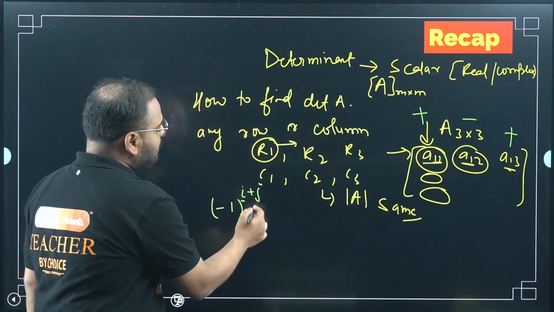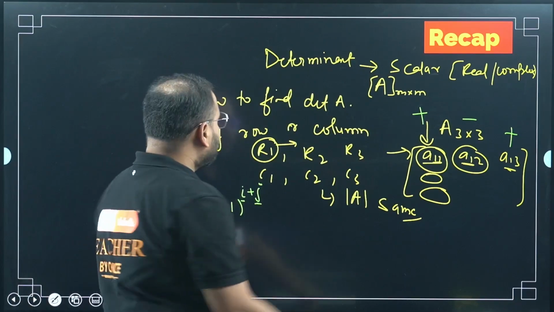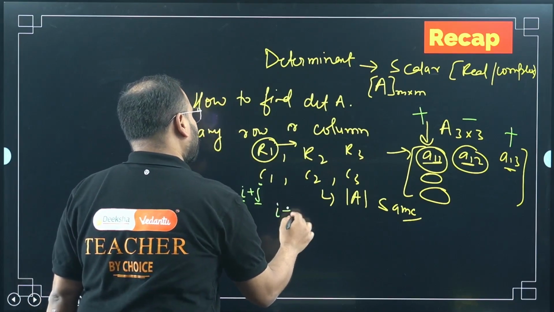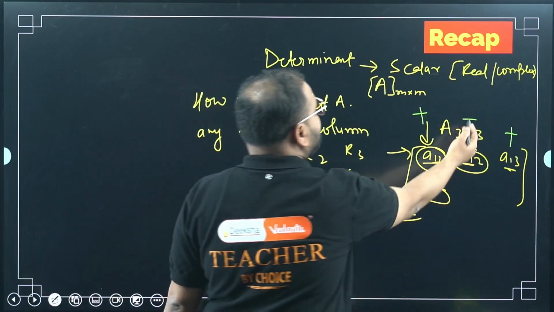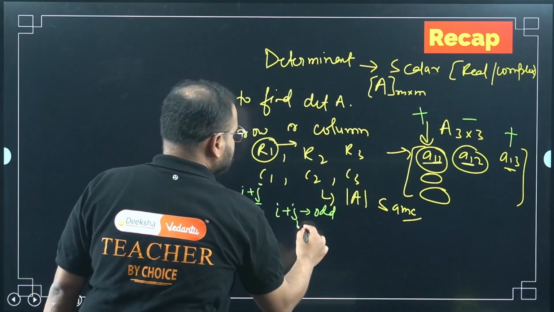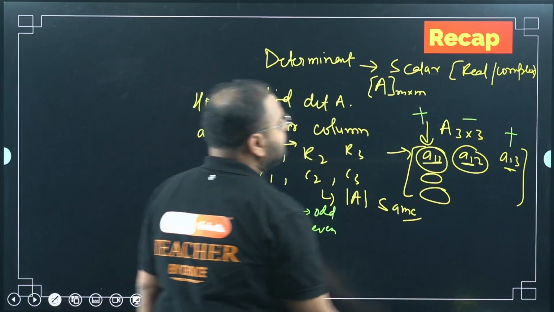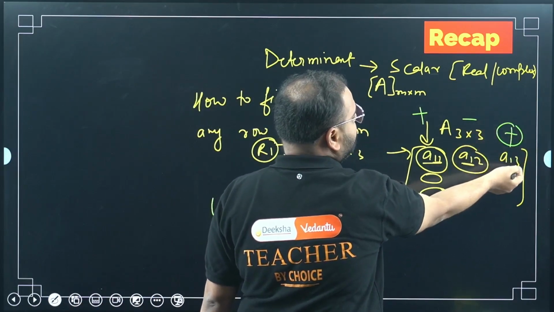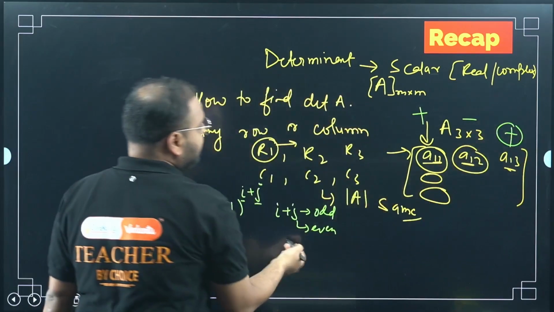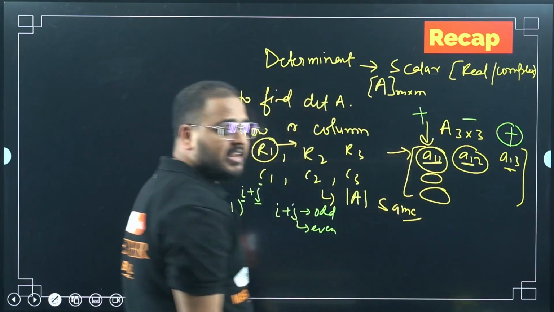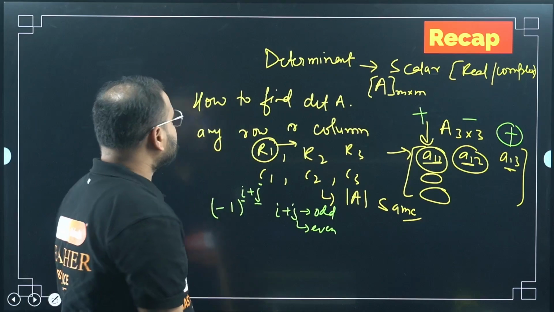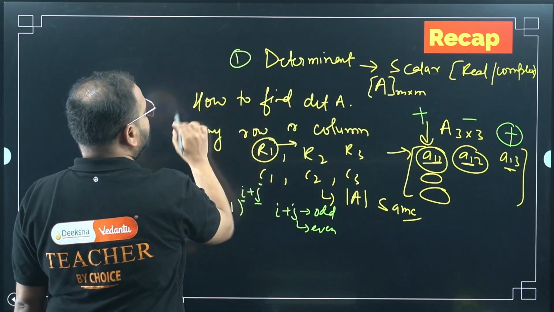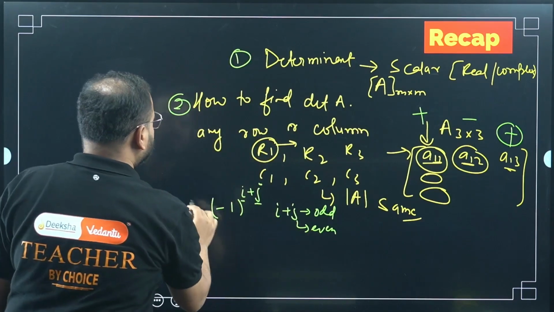So which row value and which column value? If you add that i plus j, if i plus j is odd, then you'll have a minus sign. If i plus j is even, then you'll have a plus sign. So this is even, 1 plus 3 is 4, 1 plus 2 is odd, so negative, and 1 plus 1 is again even, so positive, again even, so positive. Remember this? Okay, so scalar value, how to find it using row and column.